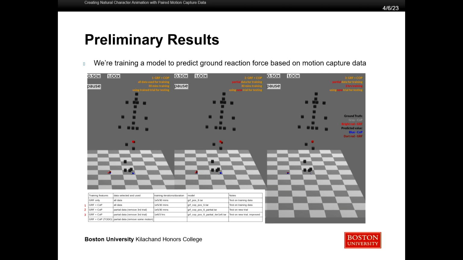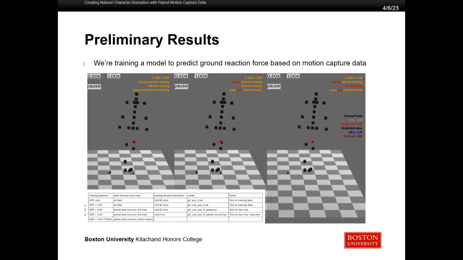I'm going to direct your attention to the second and third panel. If you can make out the dark red dots, you'll see in the middle panel, that was only a model that was created from 30 minutes of training. But in the third panel, that's a model that was created with 3 hours of training. And you can see that the position of the dark red marker is a lot closer to the position of the light red marker, which means that our prediction was very close to the ground truth.